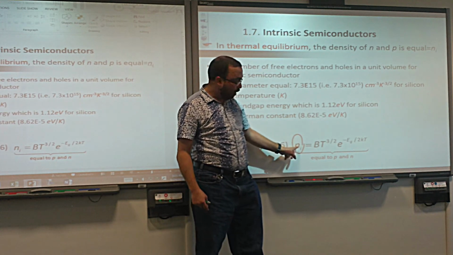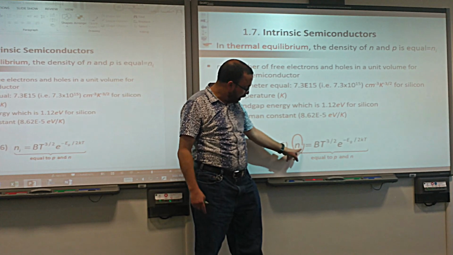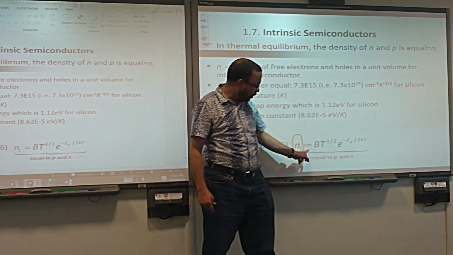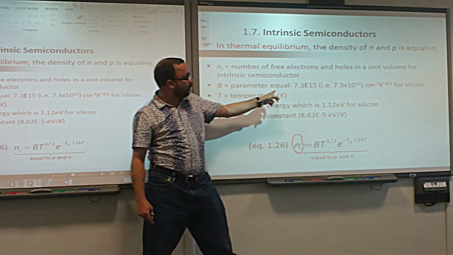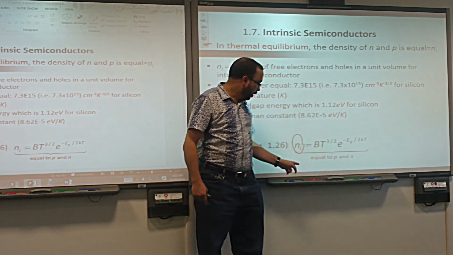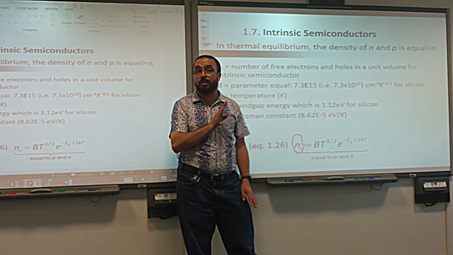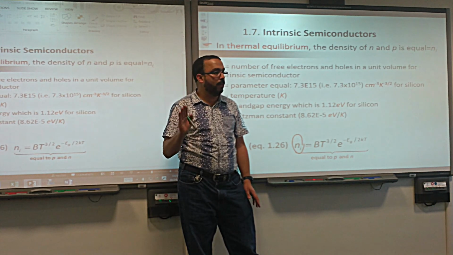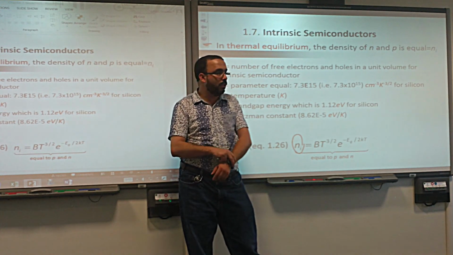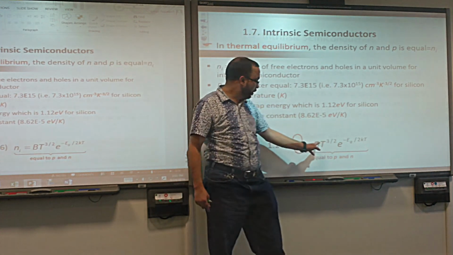the density of free carriers, whether holes or electrons, in an intrinsic semiconductor is equal to a constant B, and this is the constant B. Here, that's the number. Times temperature in Kelvin. Temperature is used only in Kelvin. If you use temperature in C, you are telling yourself, I do not understand you, sir. Give me 0 for this. Temperature is always in Kelvin.